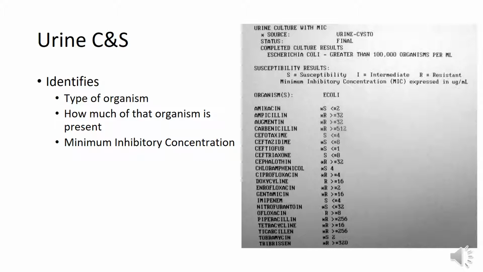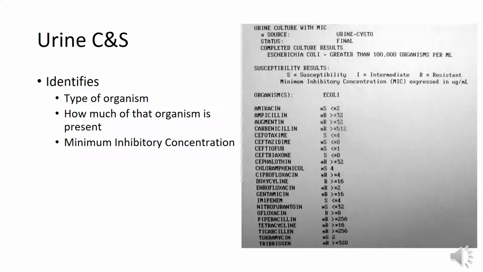In the above picture, you can see that the status of this particular urine culture is final and not preliminary. That's important to recognize. The organism that was found in this urine culture was E. coli, and there were 100,000 colonies or organisms present per ml from the given urine sample.